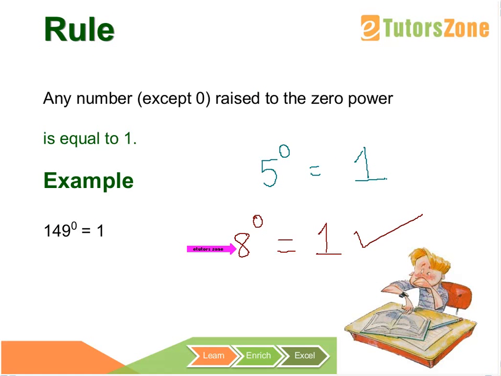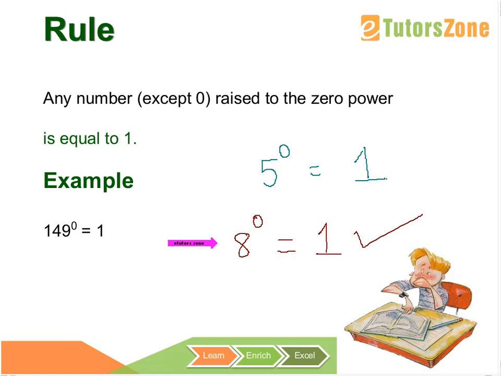This is a very important rule. But the power is 0, so the answer should be 0, not 1. Actually I can show you why the answer is 1. Okay, I'll just show you.